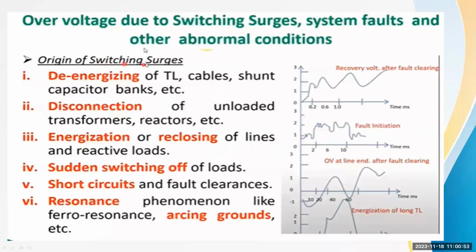Next, overvoltages due to switching surges. First, de-energizing of transmission lines, cables, shunt capacitor banks, etc. Next, disconnection of unloaded transformers and reactors. Next, energization or reclosing of lines and reactive loads. And next, sudden switching of loads, short circuits, and resonance, ferroresonance. These are the different origins of switching surges.